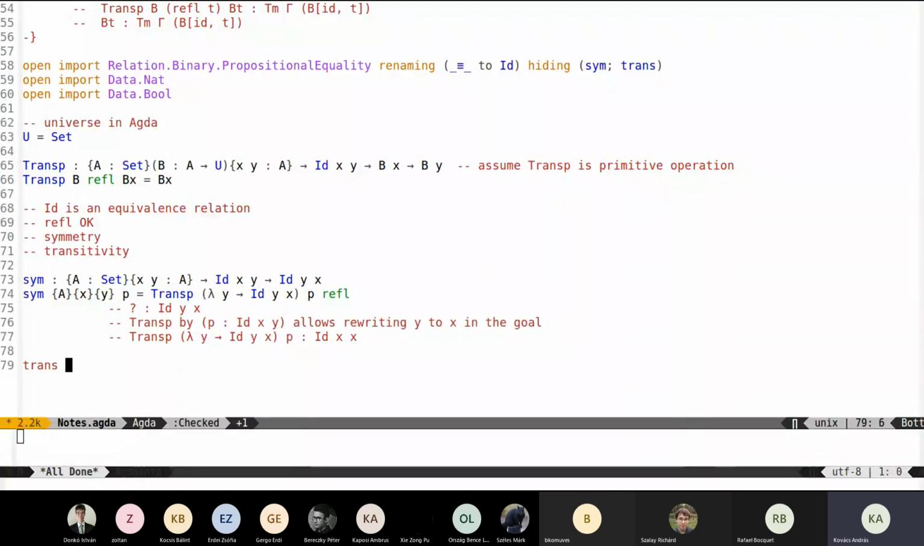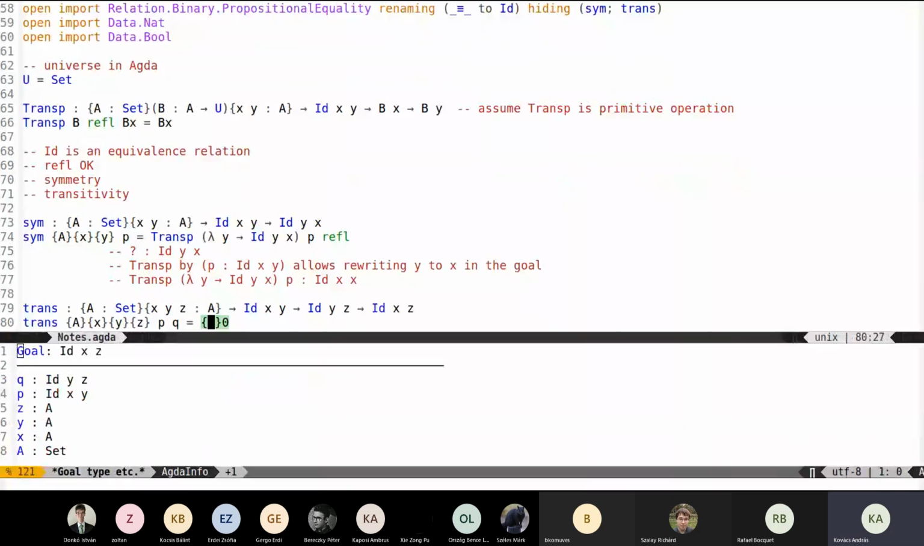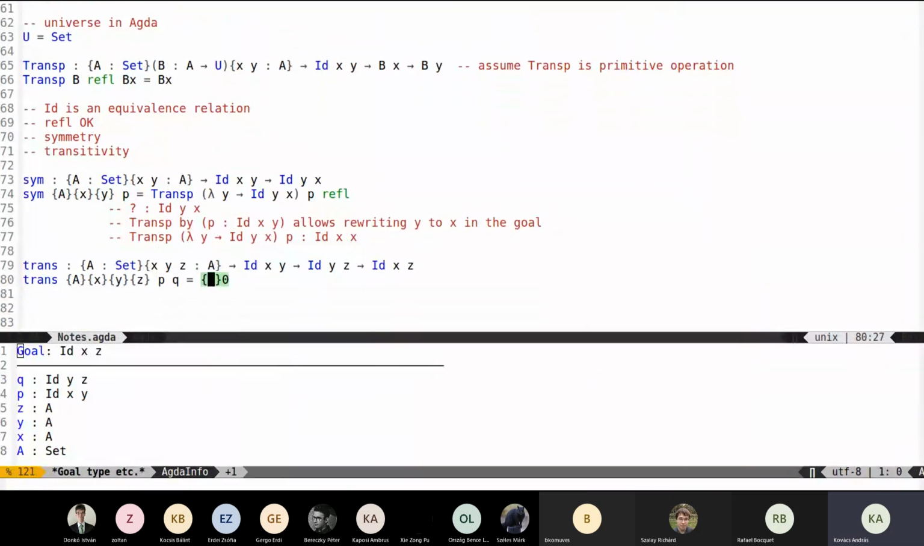And there is also transitivity. So if I have a set, and I have x, y, z, again an id x y and an id y z, and I also have an id x z. Now I have some a, some x, y, z, and some p and q, and I want to return an equality proof. Now in the goal type, I can rewrite z to y, and I can also rewrite y to x.